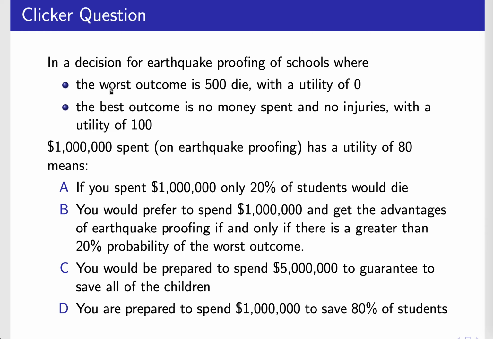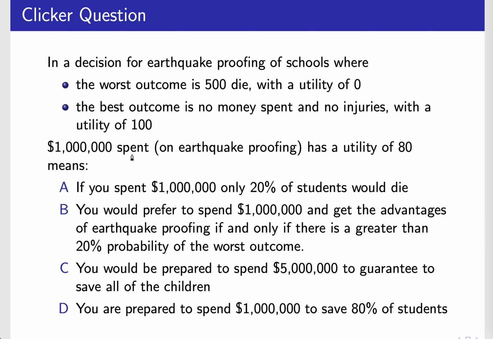So here's an example. Suppose the worst outcome is 500 kids die and you have a utility of 0. This is really bad if kids die. And the best outcome is no money spent and no injuries and you have a utility of 100. So we didn't spend any money, and somewhere in between that, we can do earthquake proofing. And suppose it costs $1 million. Okay, we can do $1 million in an earthquake, and it has some outcome of what's going to happen. Maybe no kids die. Okay, and suppose this has a utility of 80.